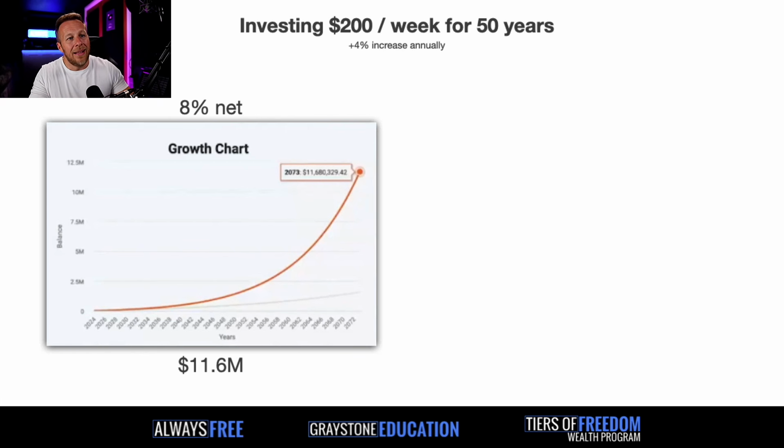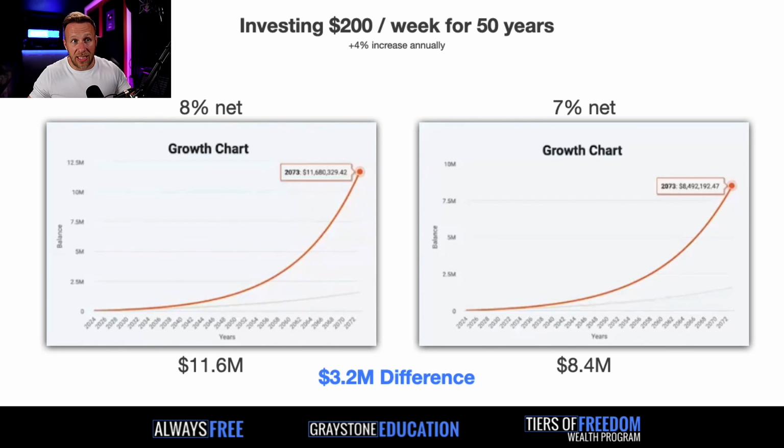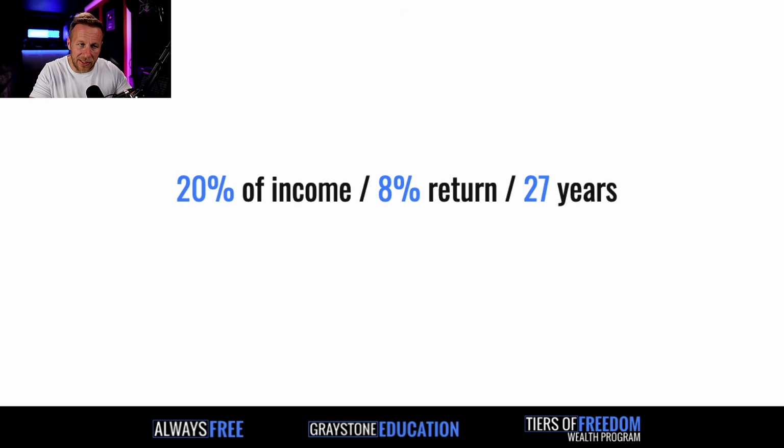Now, let's just say that there's a fund that performs identically to that, or you perform exactly the same, but there's a 1% fee difference, all right? So 7% net. Well, you end up with 8.4 million. And although you might not care about that because it's still 8.4 million, that's still a 3.2 million pounds difference or dollar difference. But here's where it really matters.